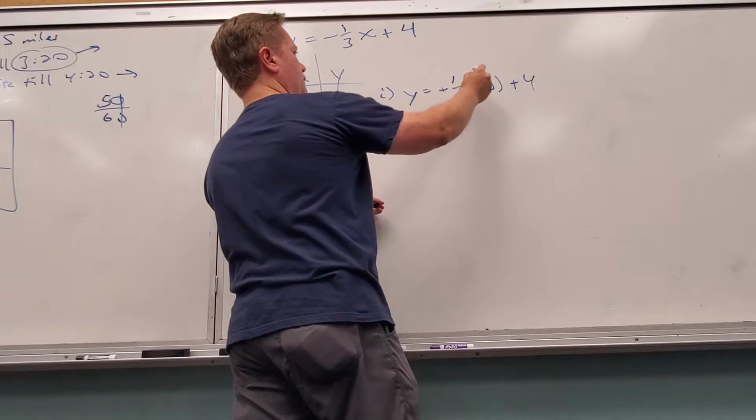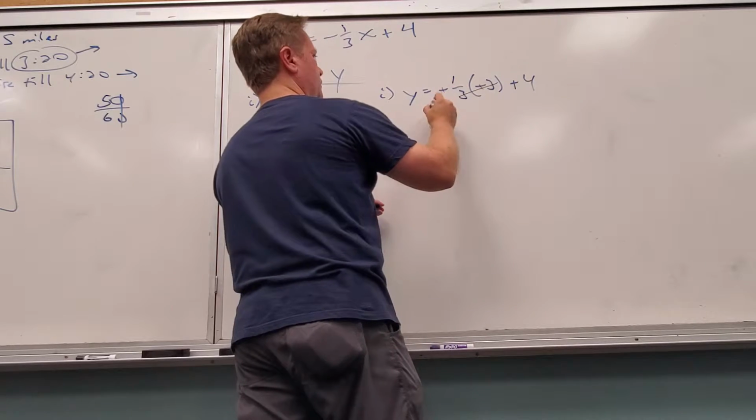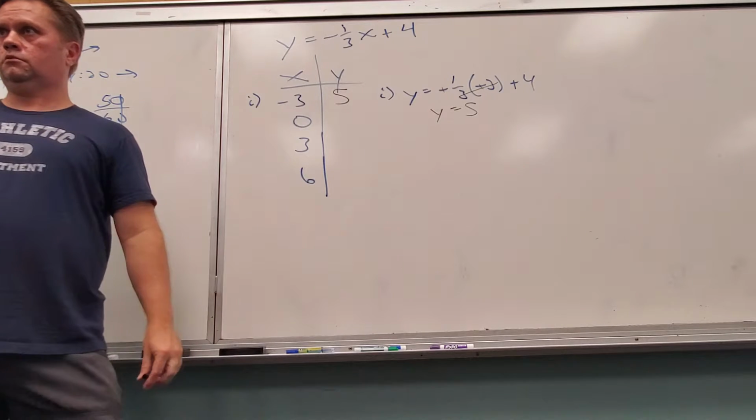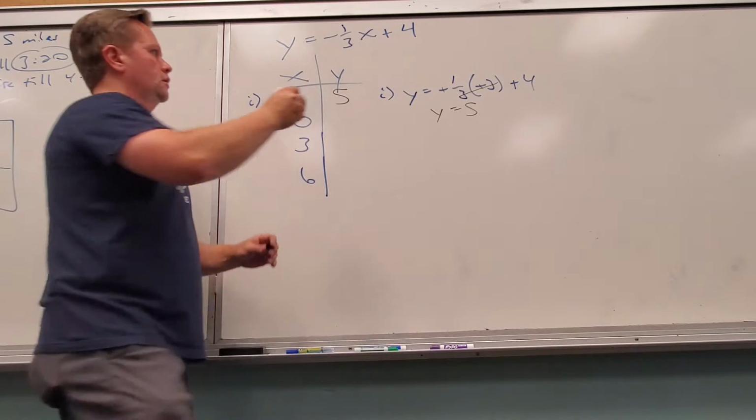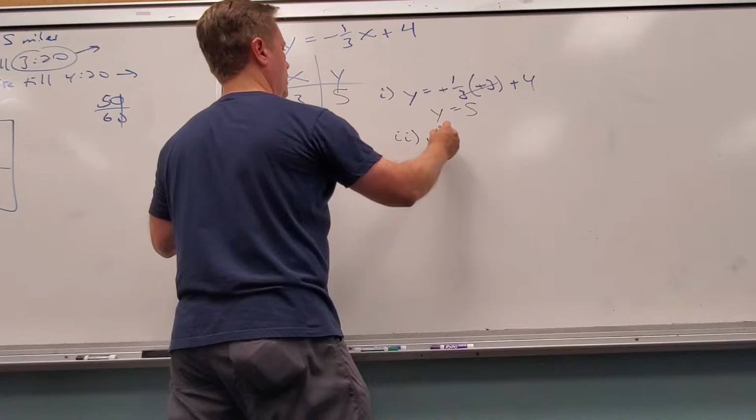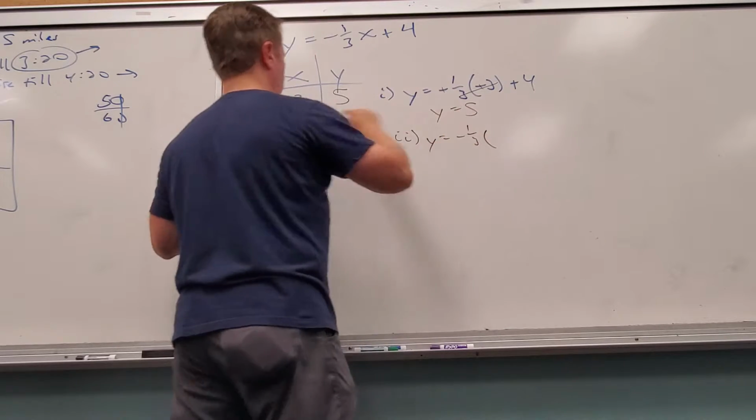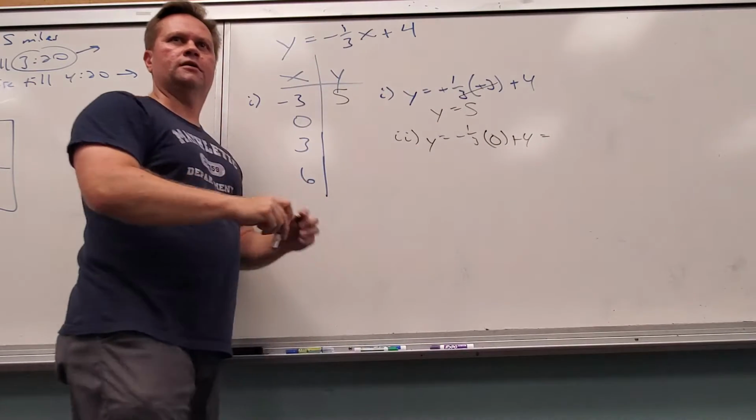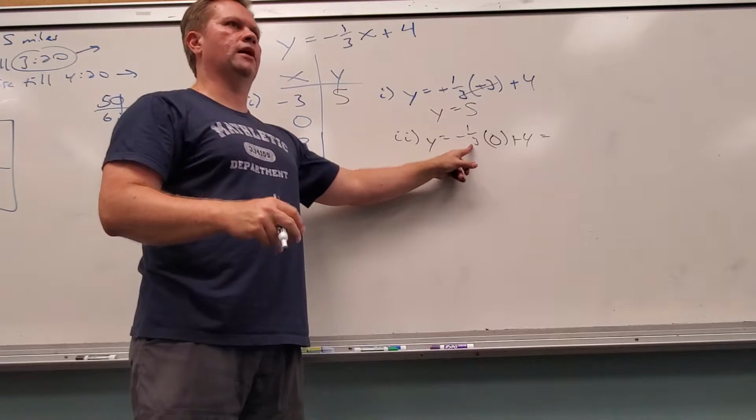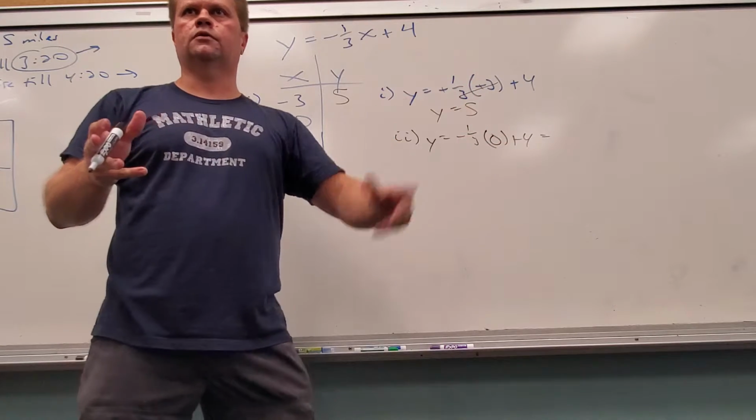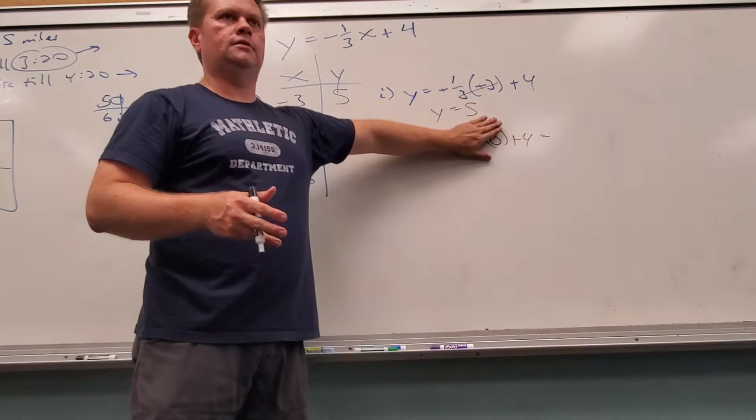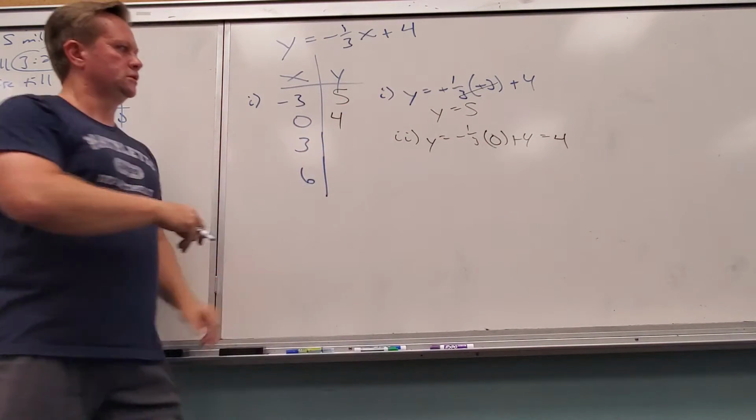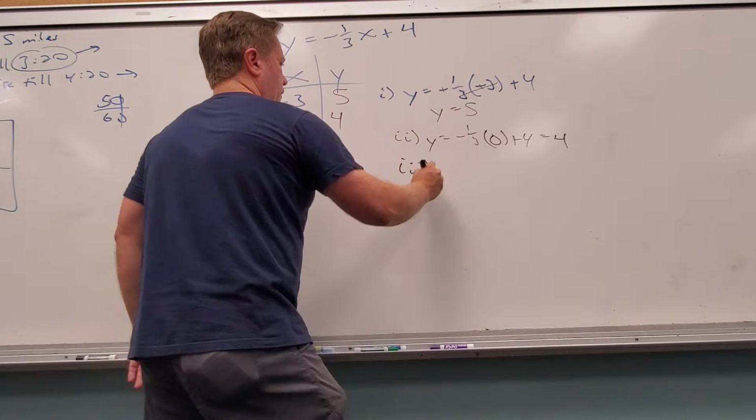Yeah, good. So the negatives cancel, the 3s cancel, 1 plus 4 is? 5. That's great. Sweet. Now y equals negative 1/3 times 0 plus 4. That's a nice one. 4. Somehow people do this and the negative 1/3 stays alive. And that's gross. It's dead. Right? Nothing survives 0. Except infinity. We don't talk about it.